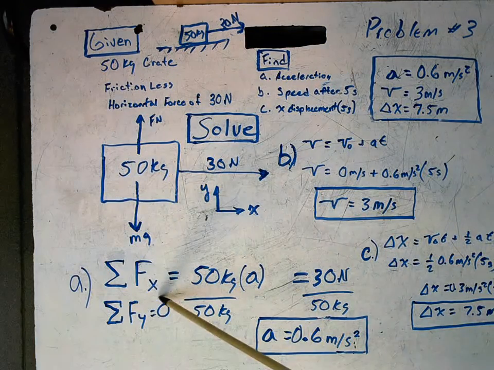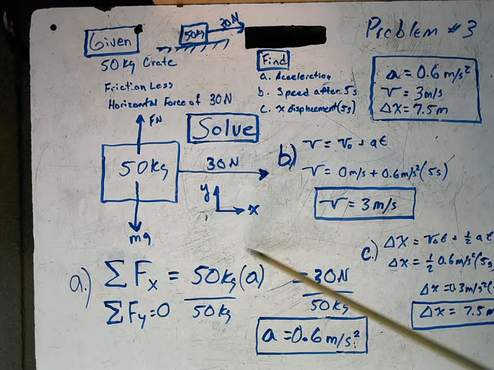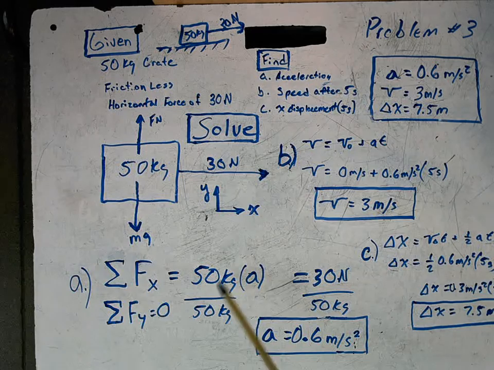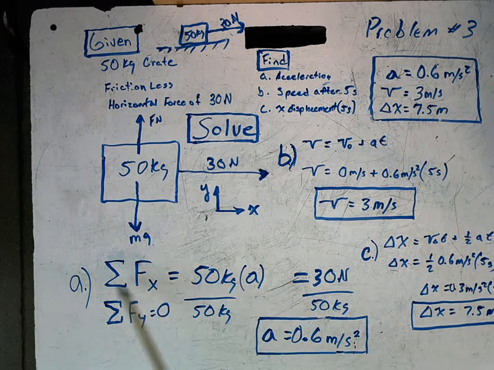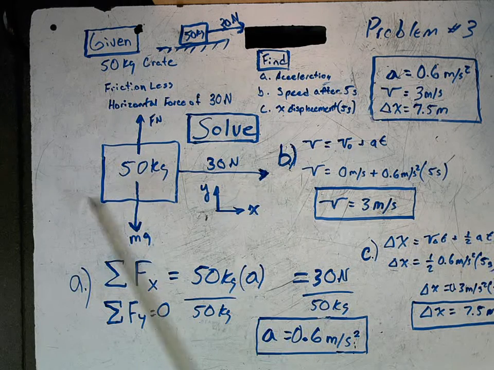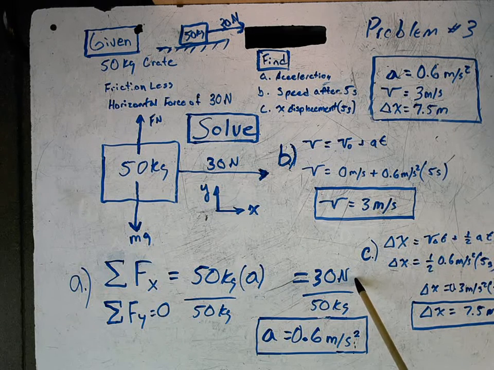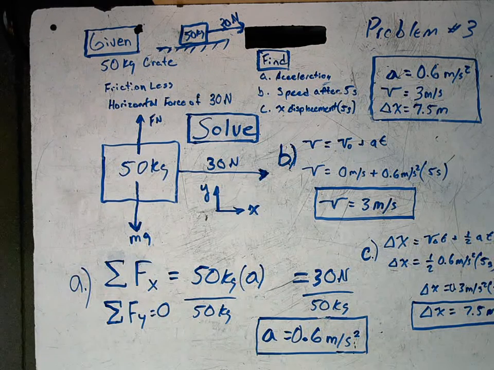So we're going to add up the forces in the x direction equals ma in the x direction. There is only one force in the x direction, and that is this 30 Newton force. I look at my free body diagram and I say, oh, there's only one force acting in the x direction. So that is my net force in the x direction equals ma. Divide both sides by 50, and you get 0.6 meters per second squared. Does everybody agree with that? All right. So now we know the acceleration.